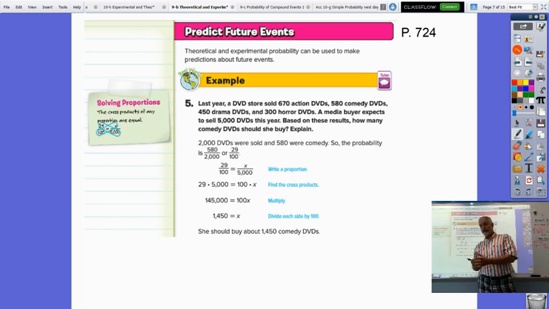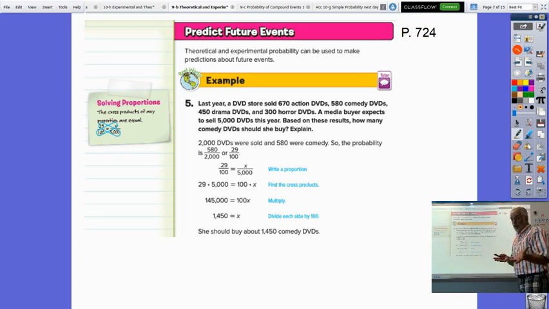If you know out of a certain amount of an experiment how often something happens, then you can use a proportion, which we've learned how to do. Use a proportion to make predictions about the future. Very important use of probability.